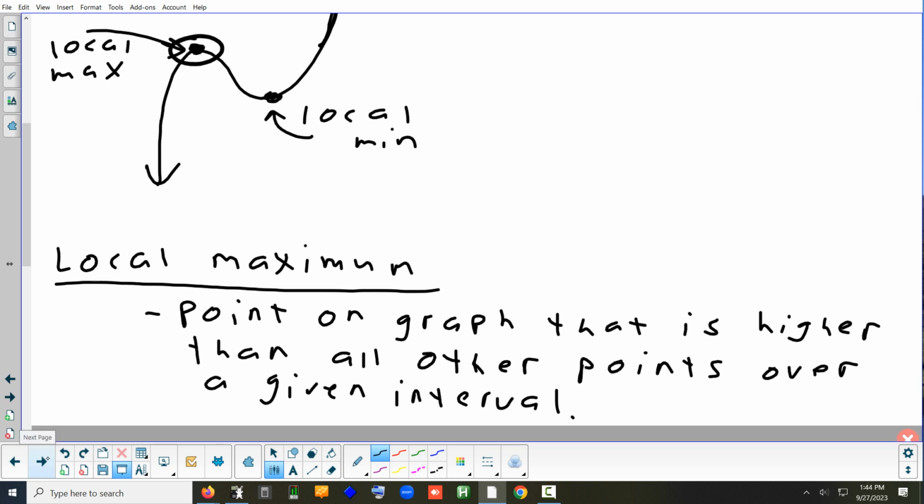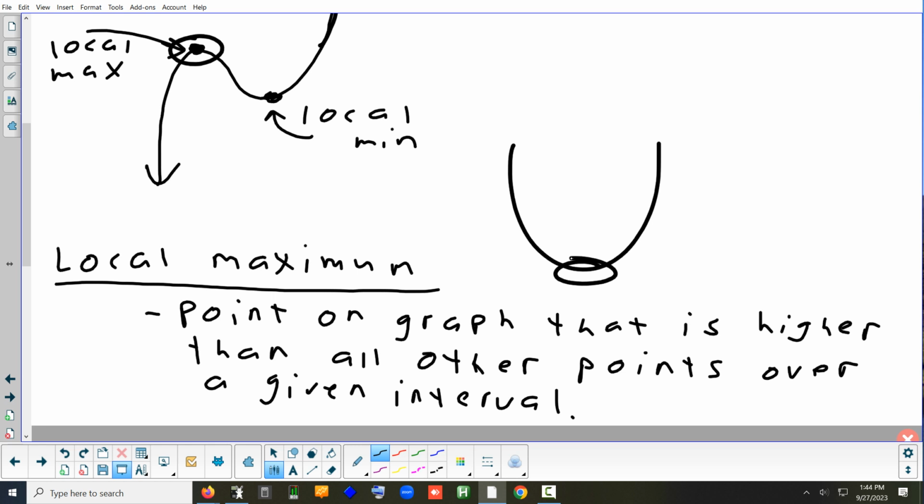Okay. So if you want to write that, you can. I mean, it's a pretty straightforward concept, but a maximum is a point on a graph that is higher than everything around it, and a minimum is a point on a graph that is lower than everything around it. Now, sometimes you have a point that is the lowest point, period, like that.